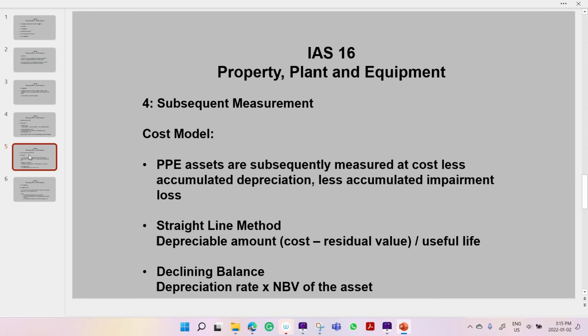The straight line method, it's depreciable amount, which is the cost minus the residual value, divided by the useful life of the asset. Declining balance, it's just you come up with a rate, and then you multiply that by the net book value of the asset. So those two methods, if you know how to apply them, then you know you're in great shape.